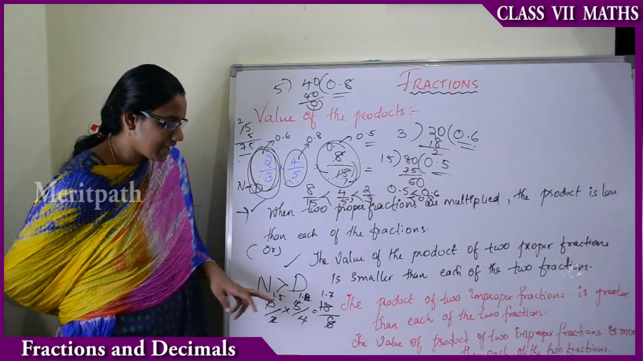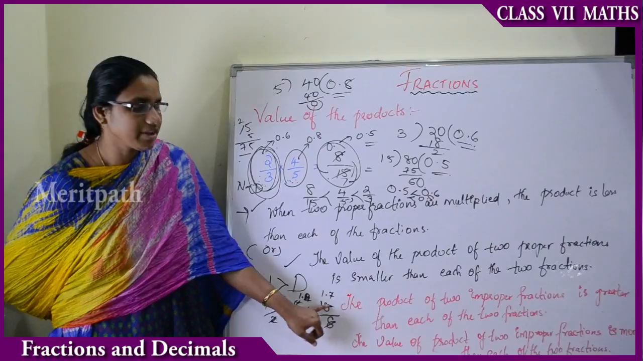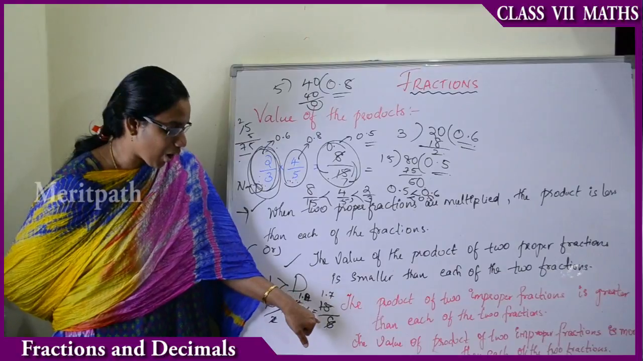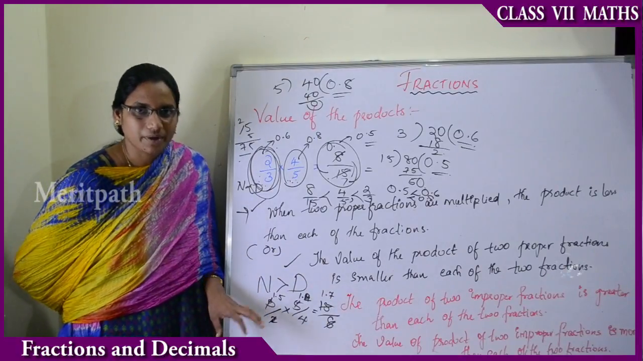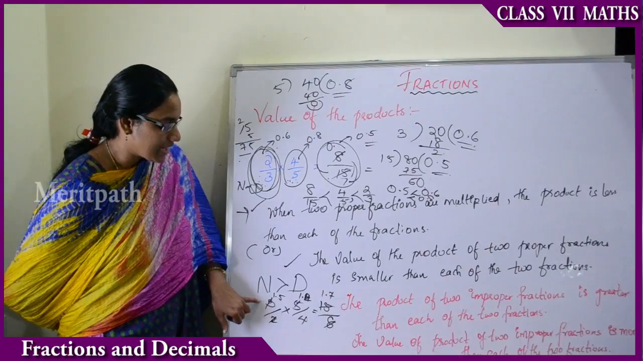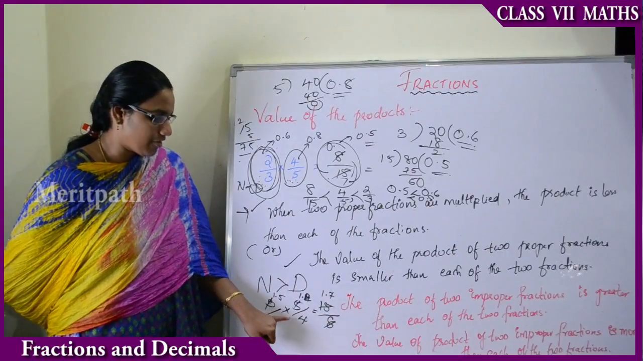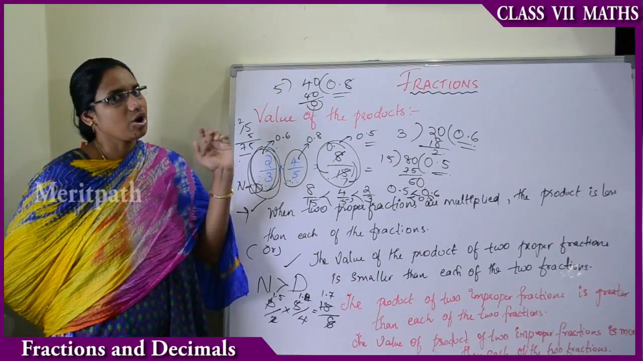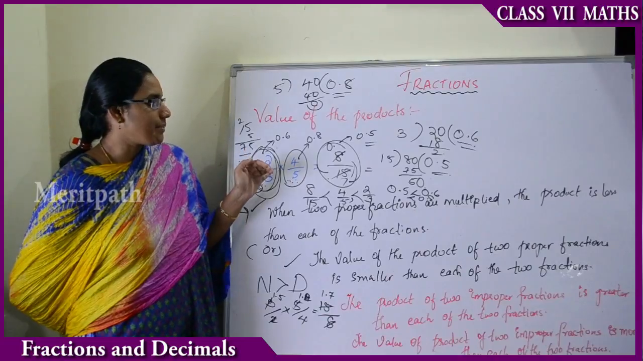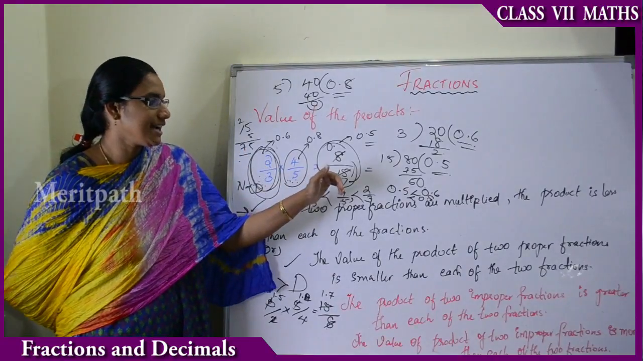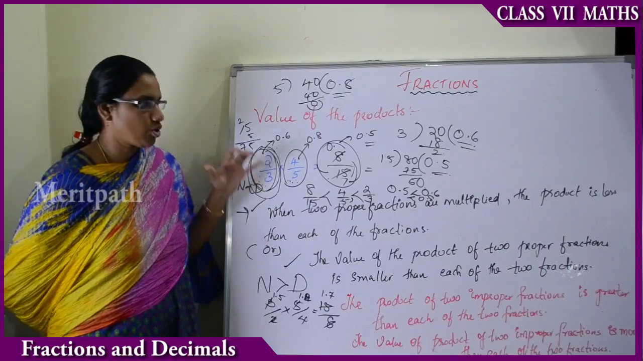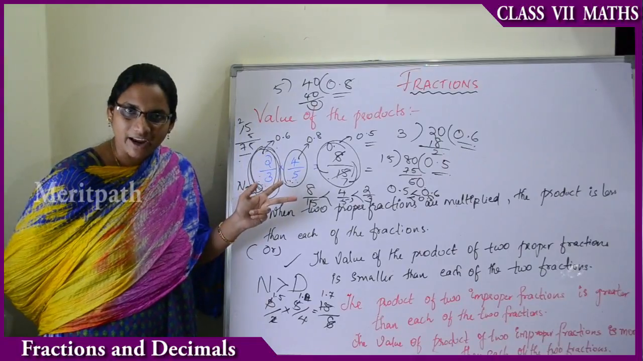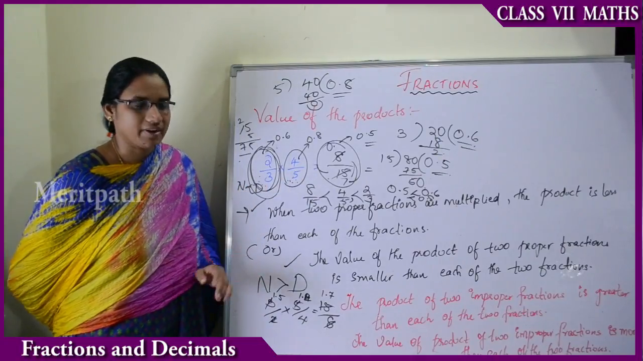See here, you are seeing that the value we got, the product after the multiplication of two improper fractions, is always greater than the improper fractions. That means 3 by 2 is less than 15 by 8 and 5 by 4 is also less than 15 by 8. So for improper fractions the resultant is always high, and for proper fractions the resultant is always lesser than the two fractions. I hope you got the difference between the multiplication of two proper fractions and the multiplication of two improper fractions.